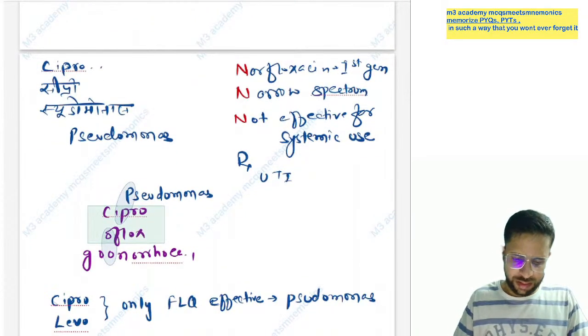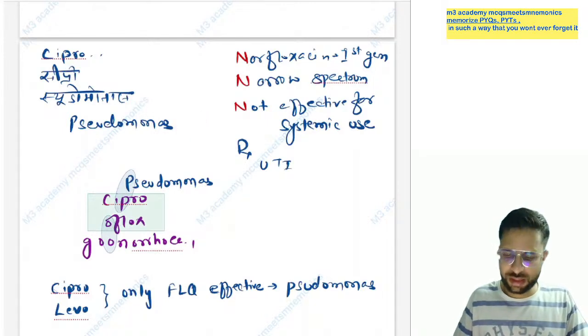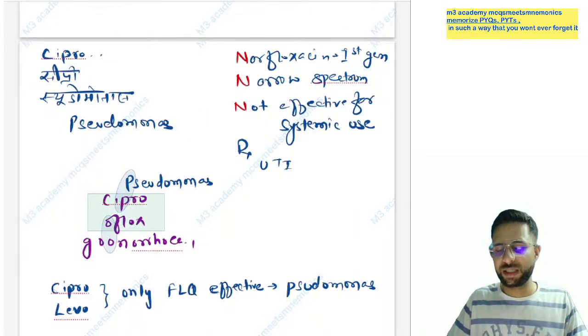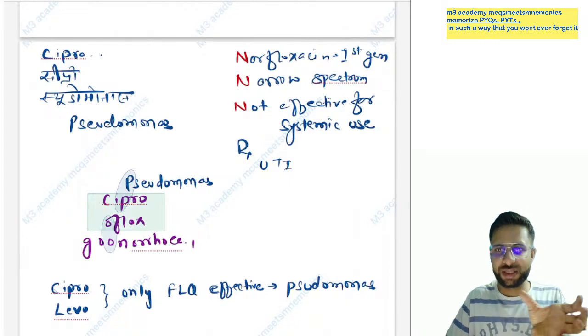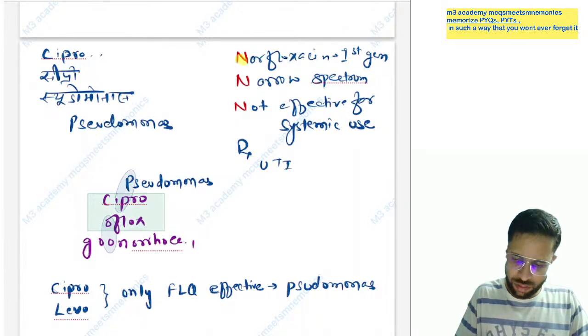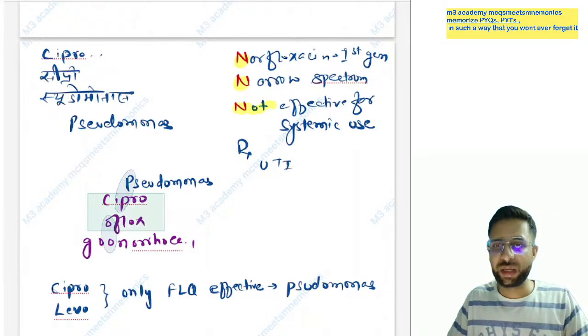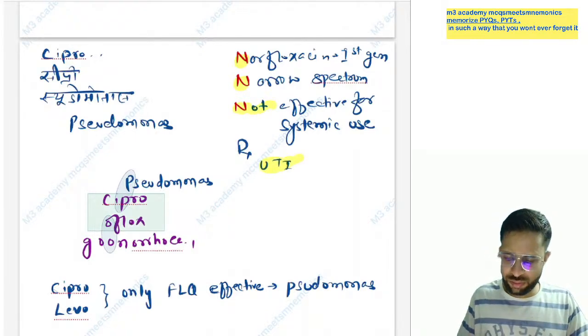Next drug is Cipro. सिप्रो बोलने में क्या आता है? Cipro is pronounced like the Sipro for Pseudomonas, works against the Pseudomonas. C for Cipro, C for cartilage damage, tendinitis. C for it causes a CNS side effect, means the seizure, so we are avoiding in epilepsy. Yes. Next drug is the norfloxacin. Norfloxacin is the first generation, so it has a narrow spectrum, and it is not effective for systemic use. So we are only using it for the UTI.